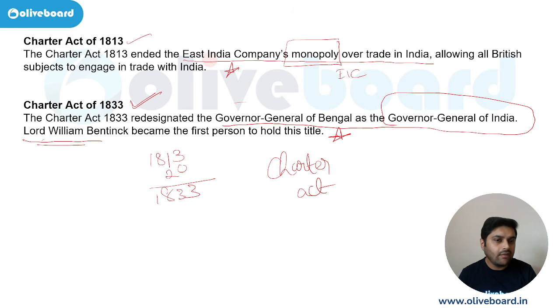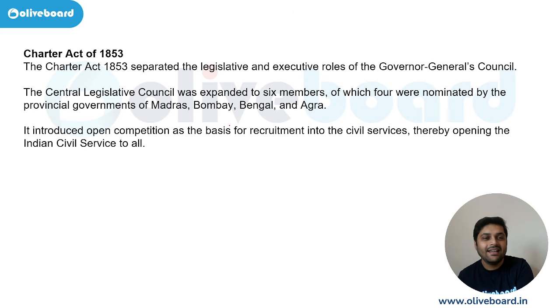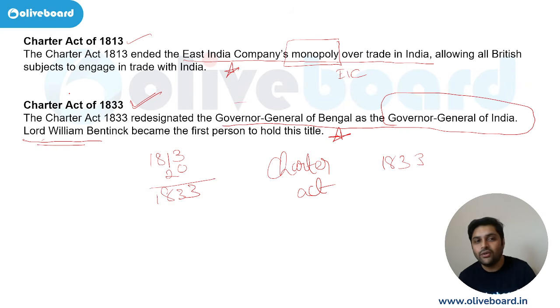Okay, so we are done with the Regulating Act of 1773. We are done with Pitt's India Act. We are done with the Charter Act of 1813 and 1833. Now, guess, if 1833 is the date, when will be the next charter? After 1813, it was 1833. Think. Any guesses? 1853. I told you, plus 20. So add 20 to it.